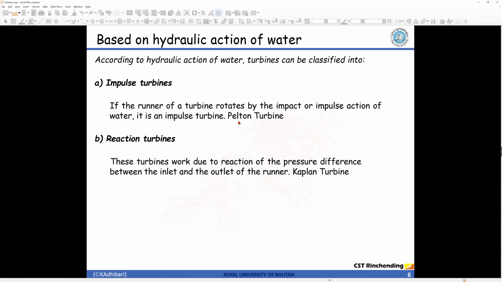Instead, they work on the pressure difference between the inlet and outlet of the runner. When there is a pressure difference, then water tries to gush out from high pressure to low pressure. Because of this, a reaction force is generated on the runner, which makes the runner run, making the turbine run. So the hydraulic action of water on the machine is different. There are two types: impulse and reaction. Pelton is an example of impulse. Kaplan is an example of reaction. Kaplan and Francis, in fact.